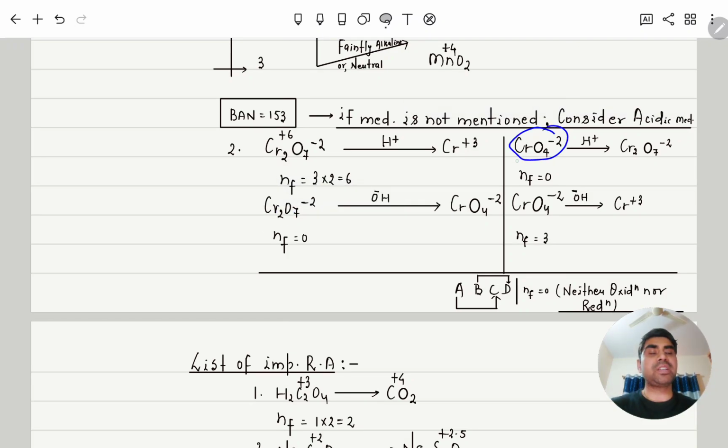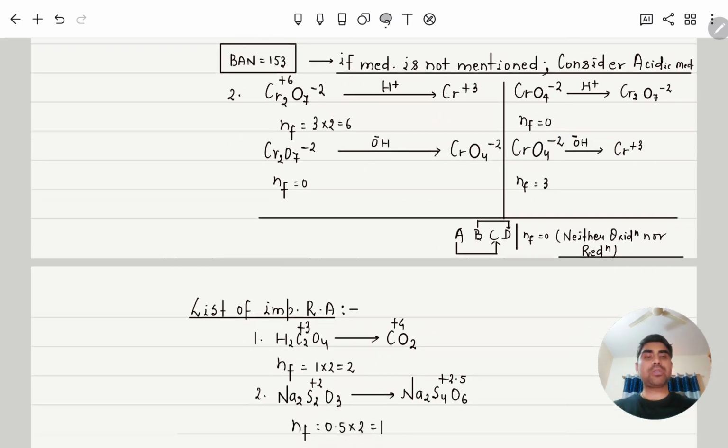Similarly, you can see chromate. Chromate in acidic medium is unstable and will go to dichromate. Again here also it is +6. So n factor is 0, neither oxidation nor reduction. But that same chromate in basic medium, where it was going +6 to +6 before, here will go in basic medium +6 to +3. So n factor is 3.